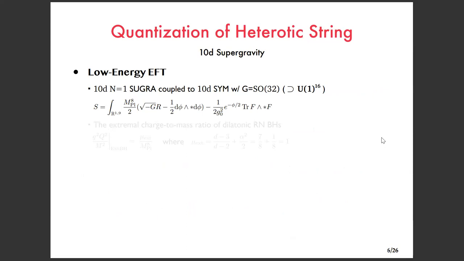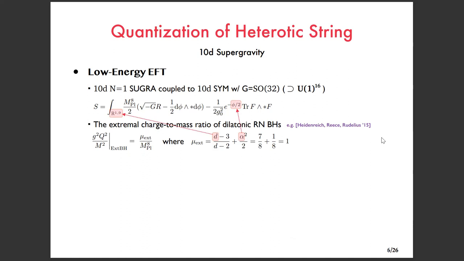Some details. As I said, the low energy effective field theory is 10 dimensional supergravity coupled to 10D super Yang-Mills with SO(32) gauge group. And we will be focusing on the 16 Cartan U(1)s. The effective action in its Einstein frame takes this form, where we have the dilaton coupling to the gauge fields in this exponential fashion with the coupling factor of 1/2. Then the extremal charge-to-mass ratio denoted by mu x, which will serve as the weak gravity lower bound, is given by this formula in terms of the space-time dimension d and the dilatonic coupling alpha. And this mu x is computed as 1.